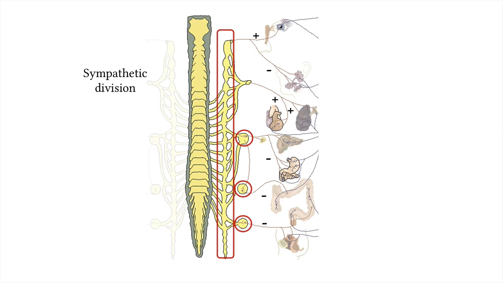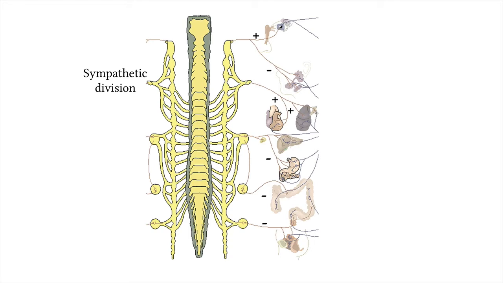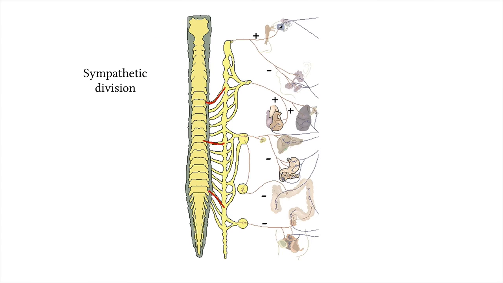Now remember, there really are 2 chains of ganglia, one on each side of the spinal column. If these chains are so close to the spinal cord then, the neuron that comes before the ganglion will be short, and the postganglionic neuron will be long because it has to travel to the effector organ.